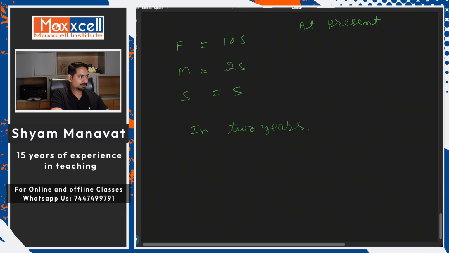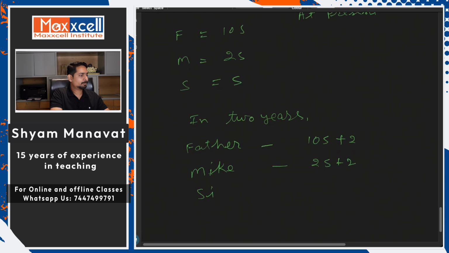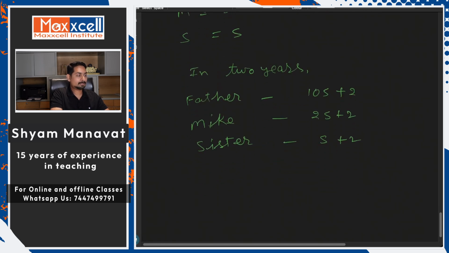In 2 years, father's age should be present age plus 2. Mike's age should be present age plus 2. Sister's age should be present age plus 2. The question said when you add all of them, what do you get? 10s plus 2, plus 2s plus 2, plus s plus 2, equals 58 as per the question.